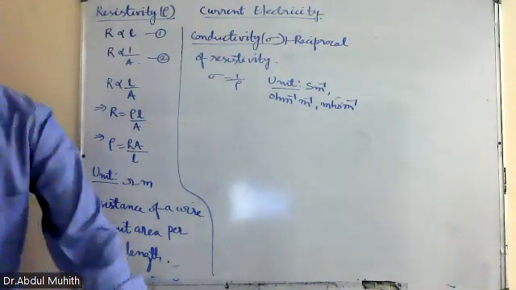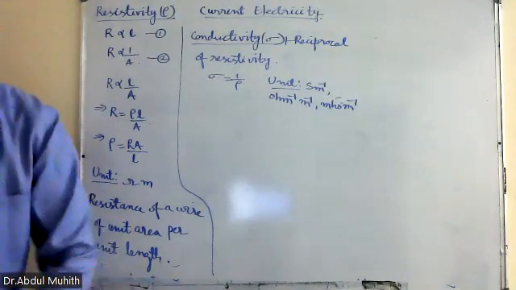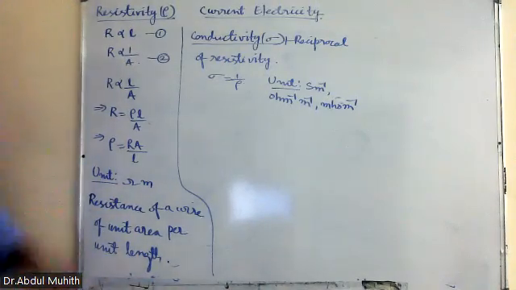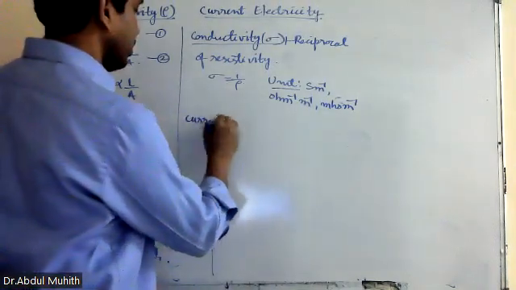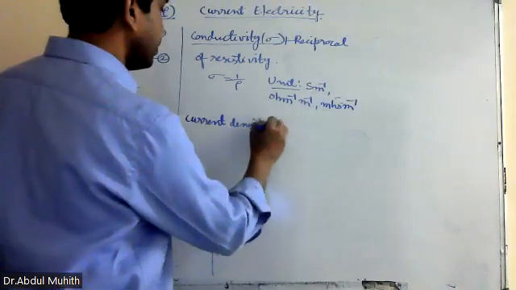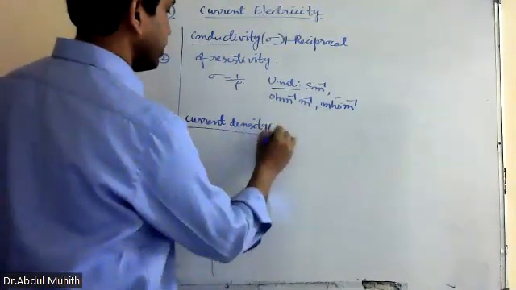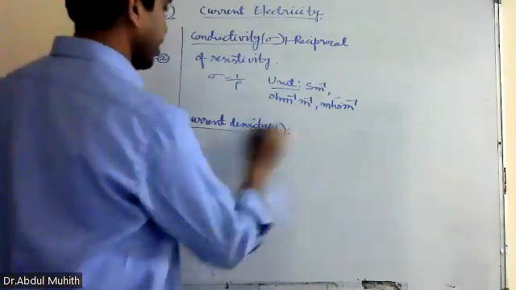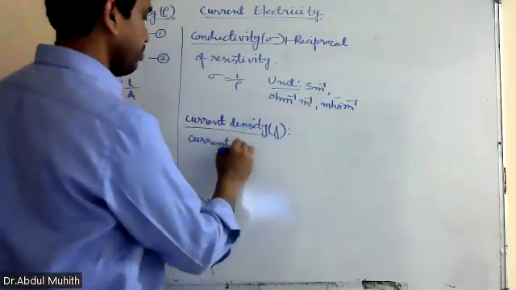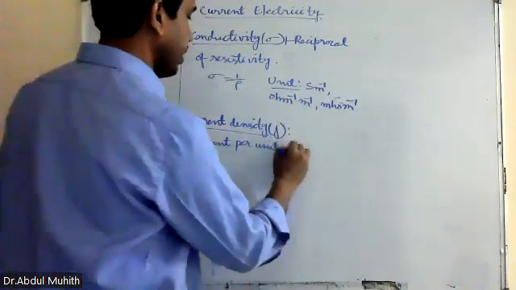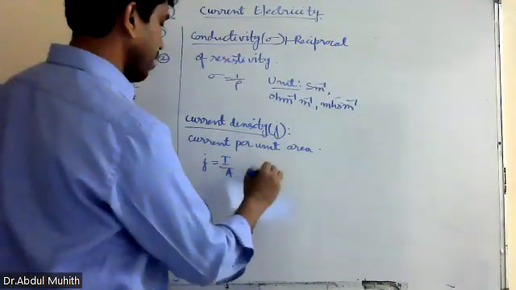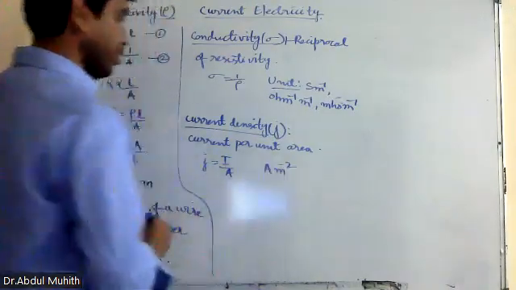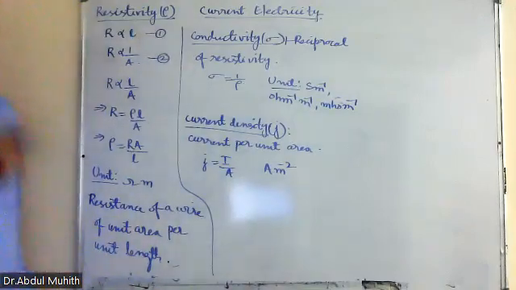Before that we have current density. We'll define current density, then drift velocity. Current density is J. So what is current density? Current per unit area is current density. So J is equal to I by A. The unit of this is ampere per meter square. That is current density, J.